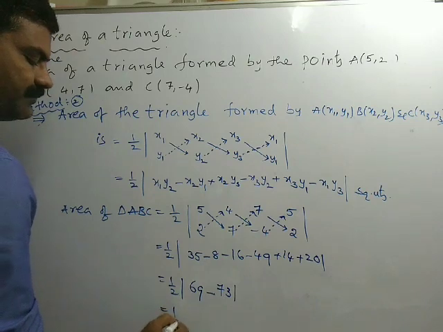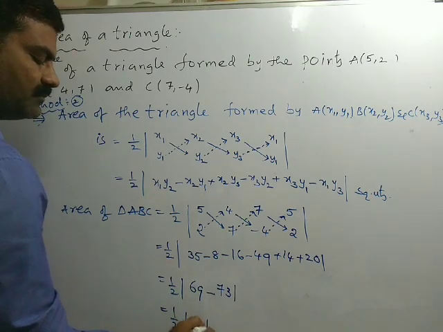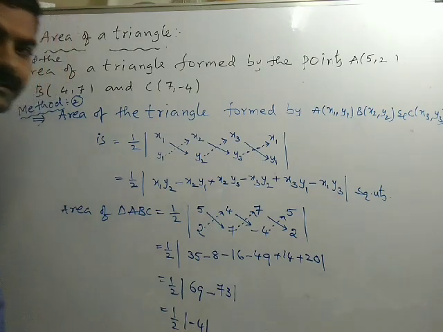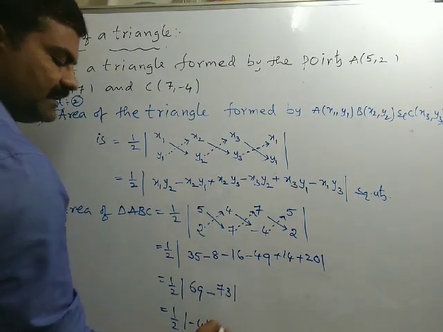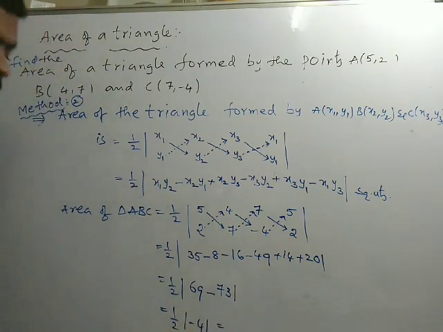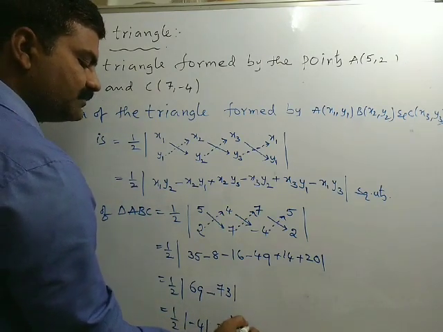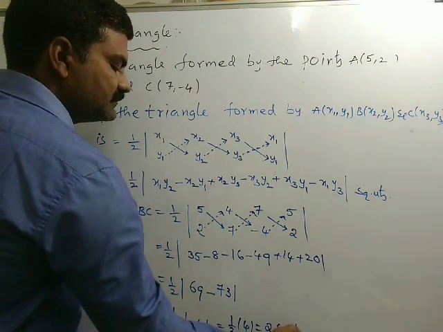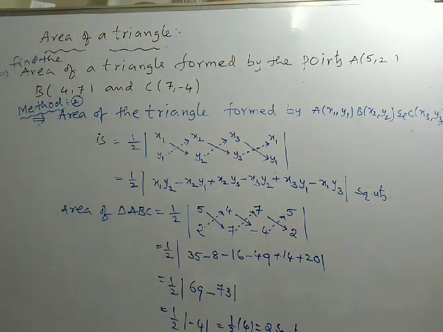So now half modulus of minus 4, which is nothing but half into 4. So finally half into 4. So once again, what is the answer? Half into minus 4, we can write it as half into 4, which is equal to 2 square units. Okay. So because here we need not search for always what is x1, what is x2, what is x3, etcetera. And it's an easy technique also.